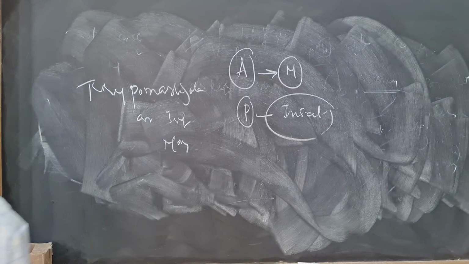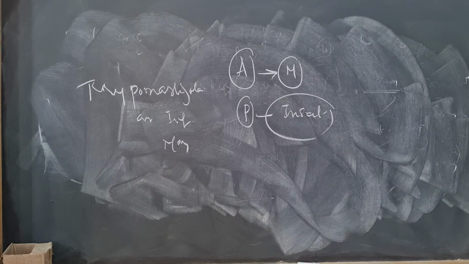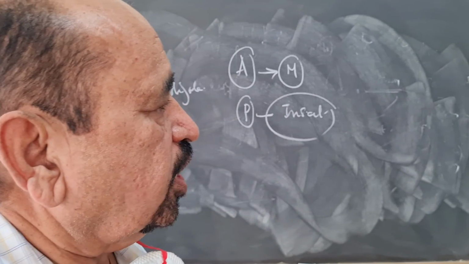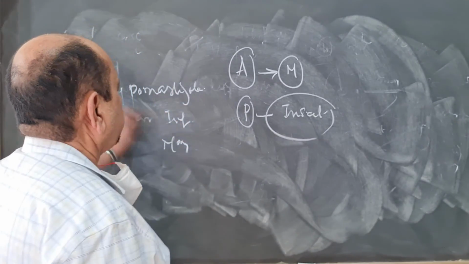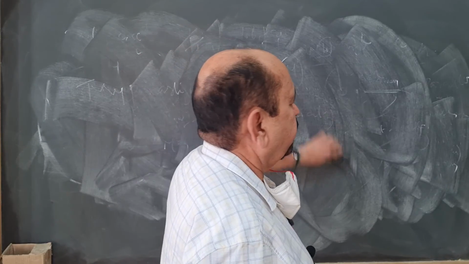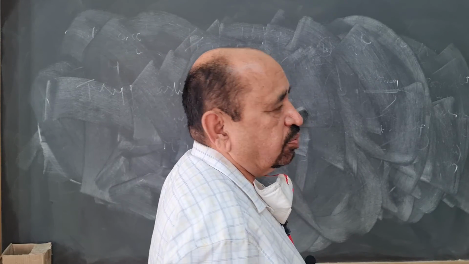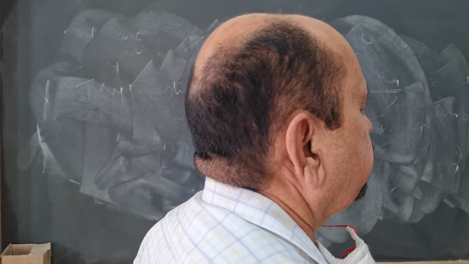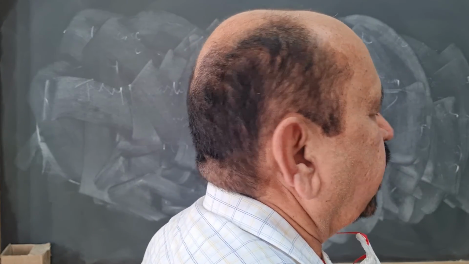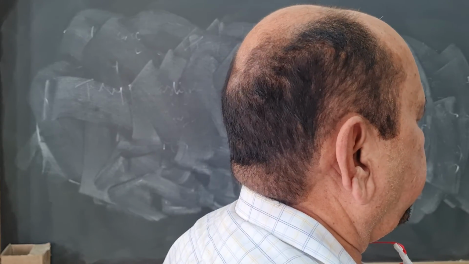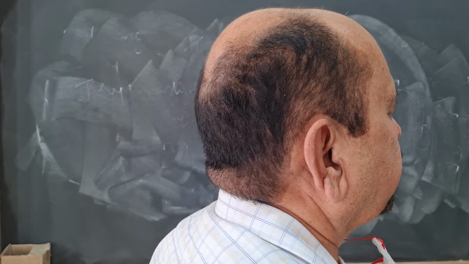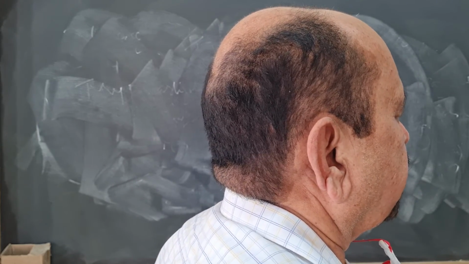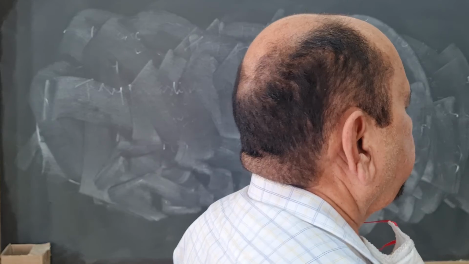Next. Leishmania donovani causes visceral leishmaniasis, which is called Kala-azar. What is it called? Name of the parasite: Leishmania donovani. Infection caused by Leishmania donovani is Kala-azar or visceral leishmaniasis.